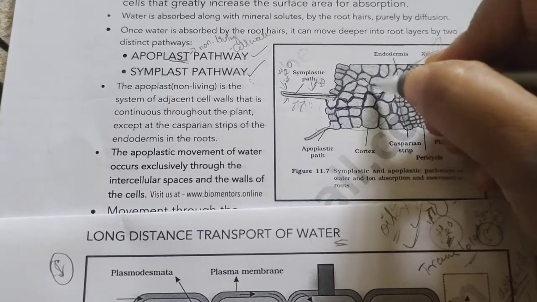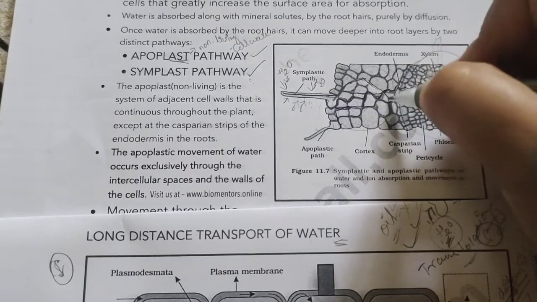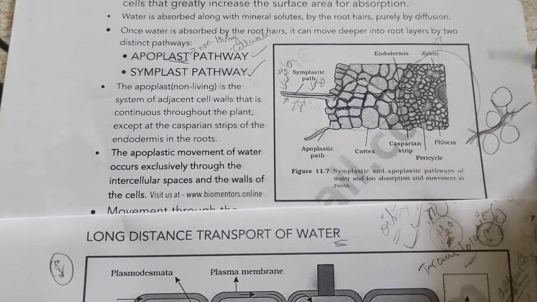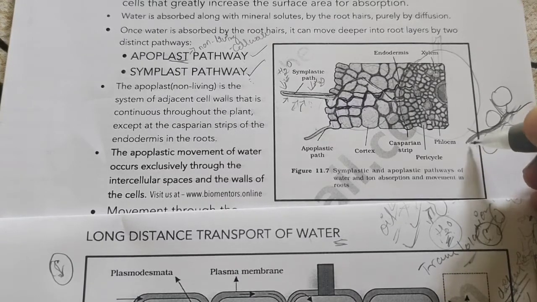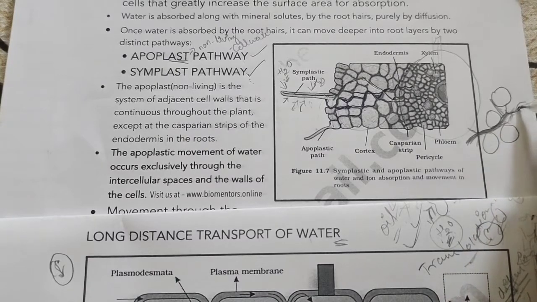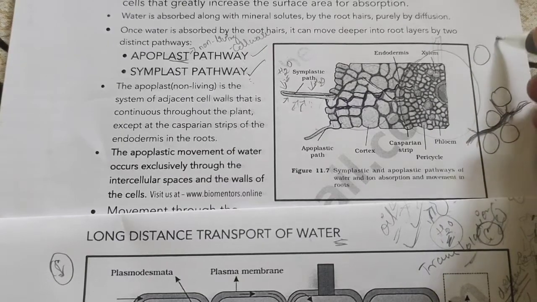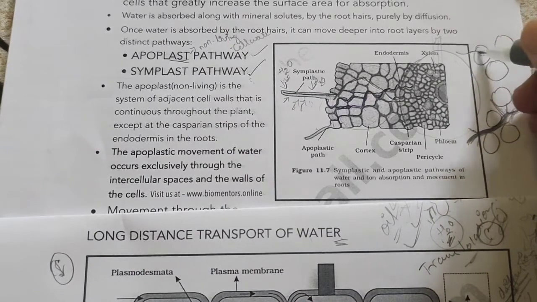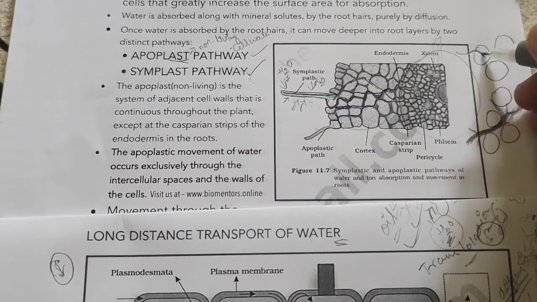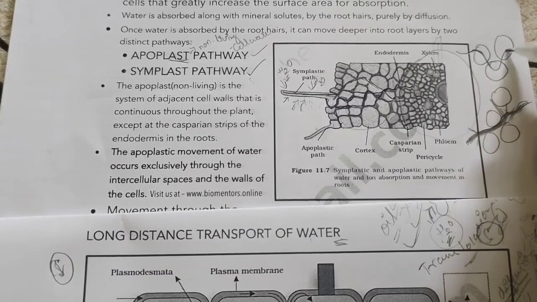And thus in the symplast pathway, what happens? Water enters inside the cell. See here, in case of apoplast, water did not enter inside the cell. Instead, it was transported through the intercellular spaces along the cell wall. But in case of symplast, water molecules move into the cell. If it has to move into the cell, it will enter through the plasmodesmatal connections only.